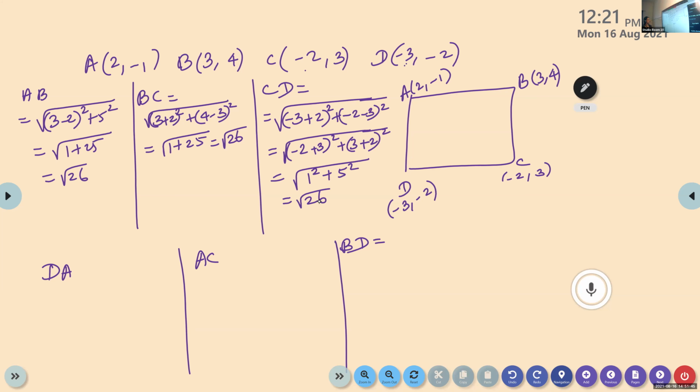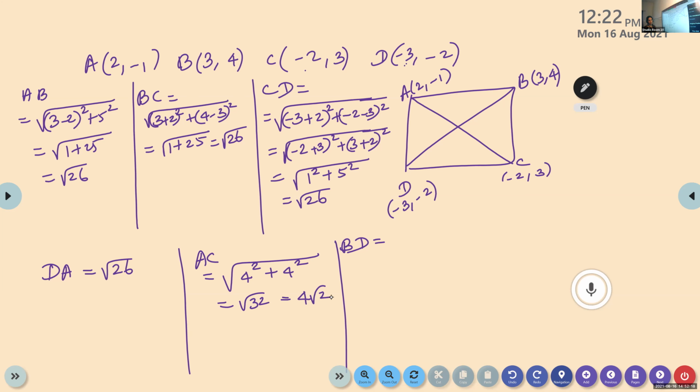Find DA. What is the value of DA? Root 26. Now find out AC. After calculating all the 4 sides, you find AC. 4 square plus 4 square. Yes, root 32. Root 32, children, we can write this as 4 root 2. That way also we should learn. In the option, what they will give, we don't know.